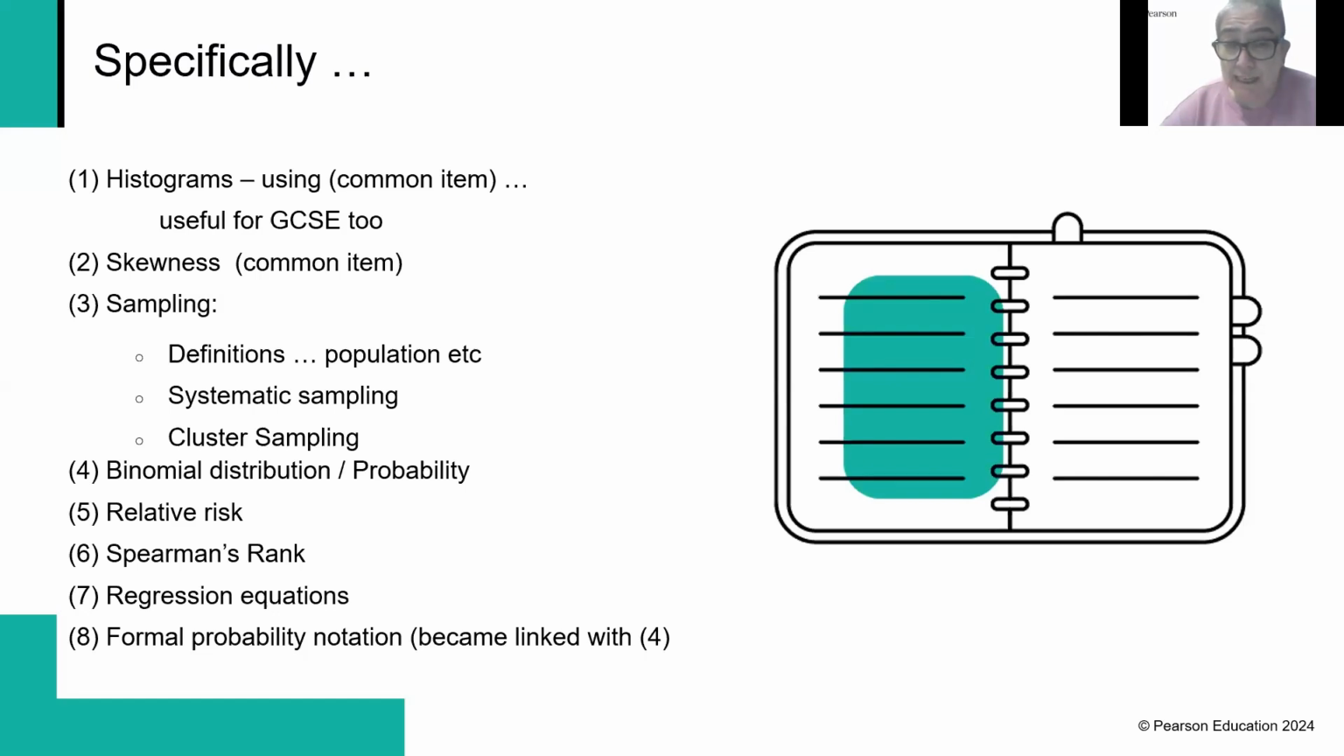binomial distribution and probability, relative risk, Spearman's rank and regression equations, and then formal probability notation, which I then linked into number 4, just because it made sense because the kind of questions that I could find were very much to do with the binomial distribution. So that's what we're going to look at, specifically those.